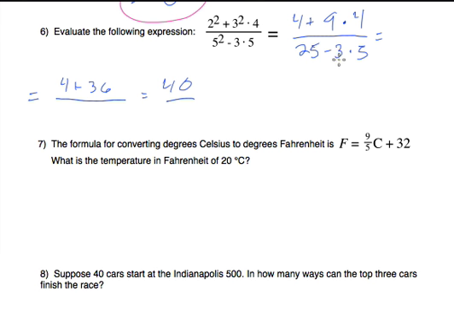And then let's evaluate the denominator. We don't care about the subtraction sign yet. We care about the multiplication sign. 3 times 5 is what? 15. So we write 25 minus 15, and that's just 10. And 40 divided by 10 is 4.